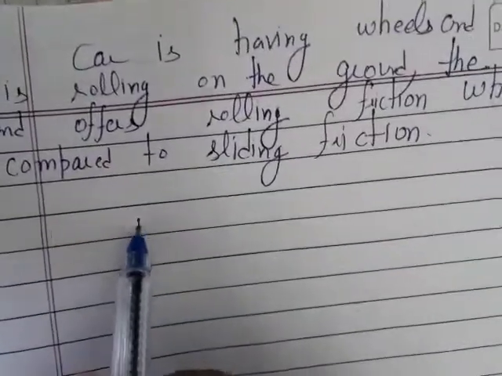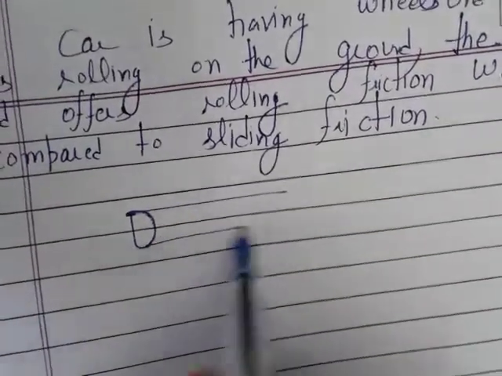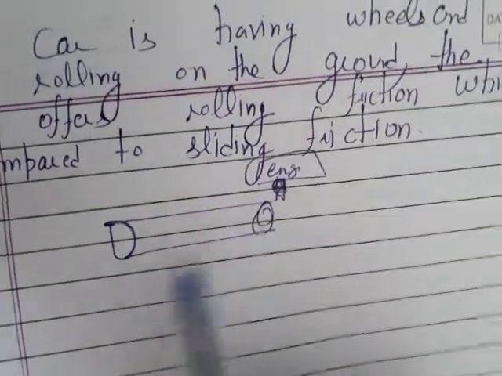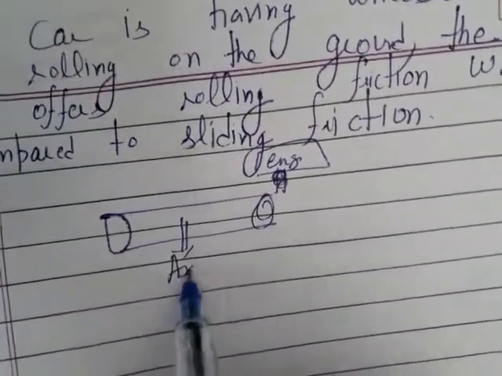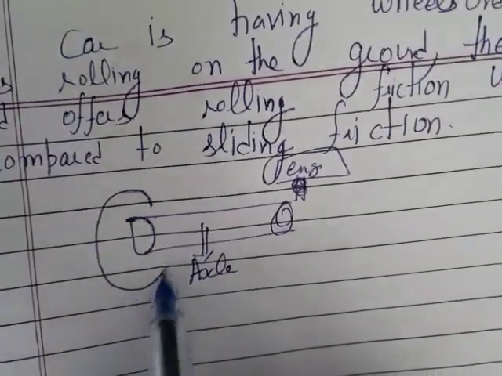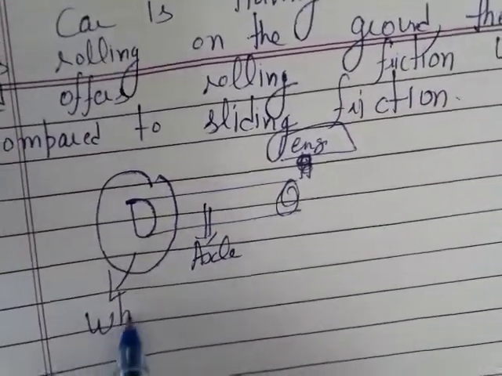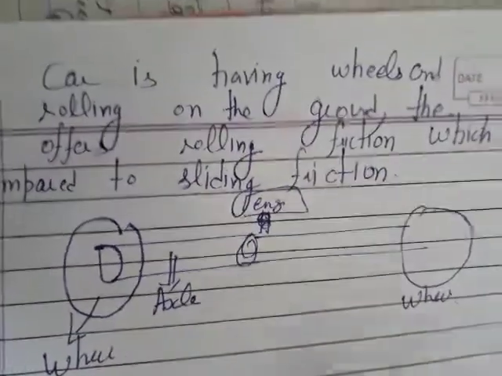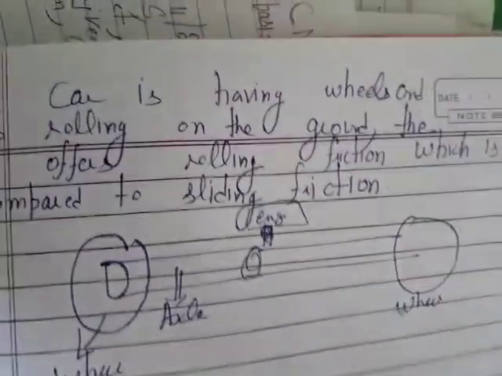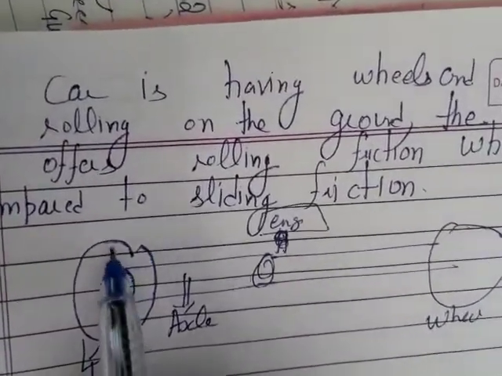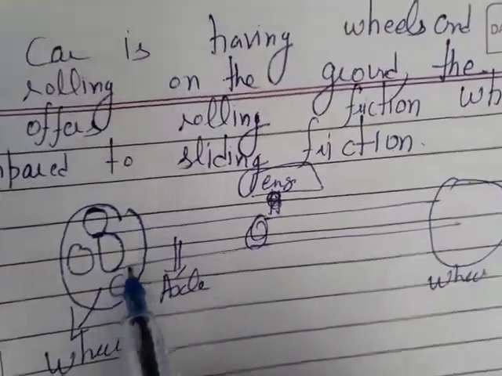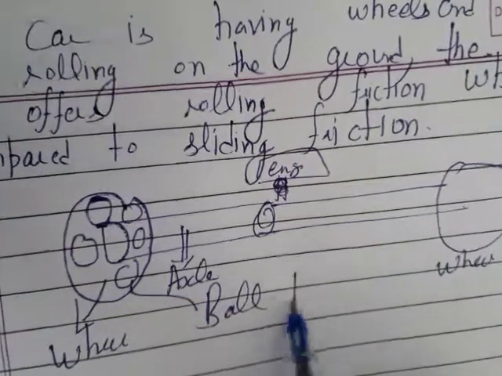So you know, a rod is there in the car. This rod is connected to the engine. When this moves, the rod will also move. This is known as the axle of a car, and on the axle the wheel is placed. Above it, the body of the car is placed. So they place ball-like structures between the axle and the wheel of a car, and they are known as ball bearings.